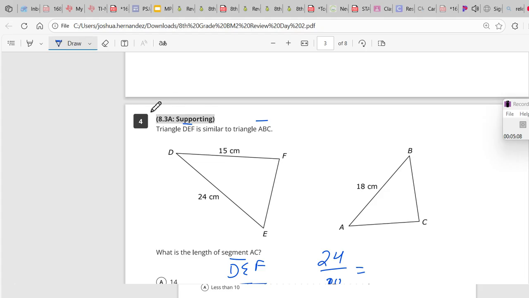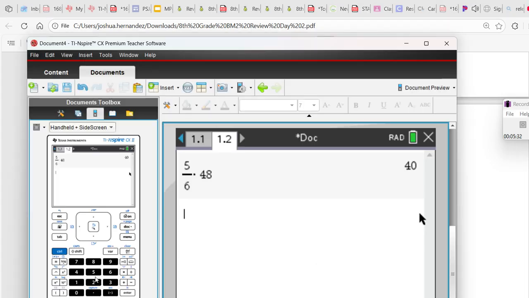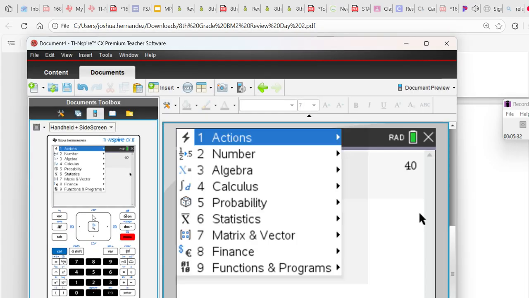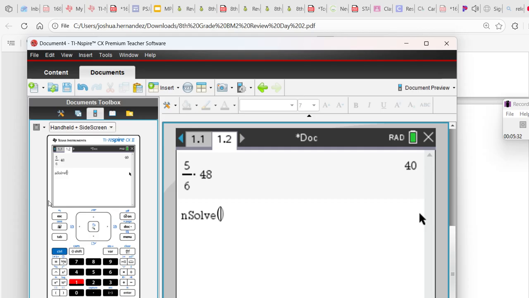Then DF, the first and last, goes with AC. DF is 15, goes with AC. We'll put x, we don't know what it is. And this will be minus 3, 1. Okay? 24 over 18. So we go menu 3, 1. And I'm going to add the 2.